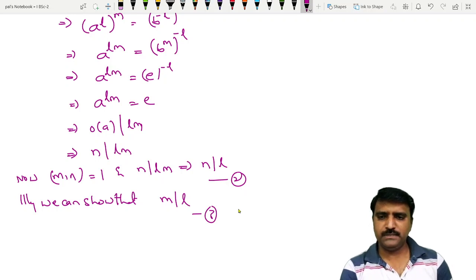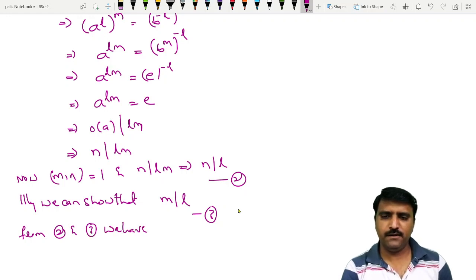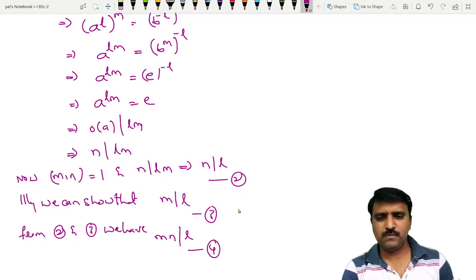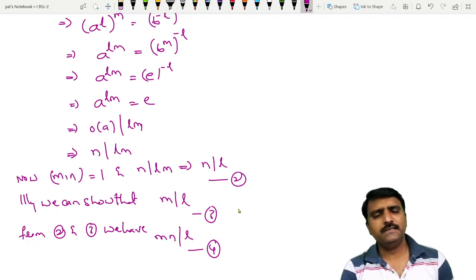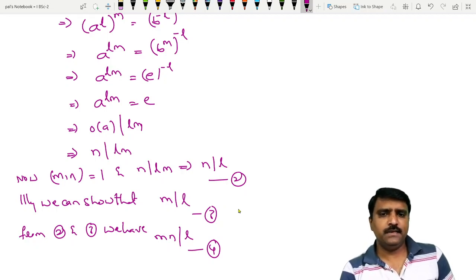From 2 and 3, we have mn divides L. You take this as 3, and this one as 4. Shall we write like this? n divides L, m divides L. So is that mn divides L?